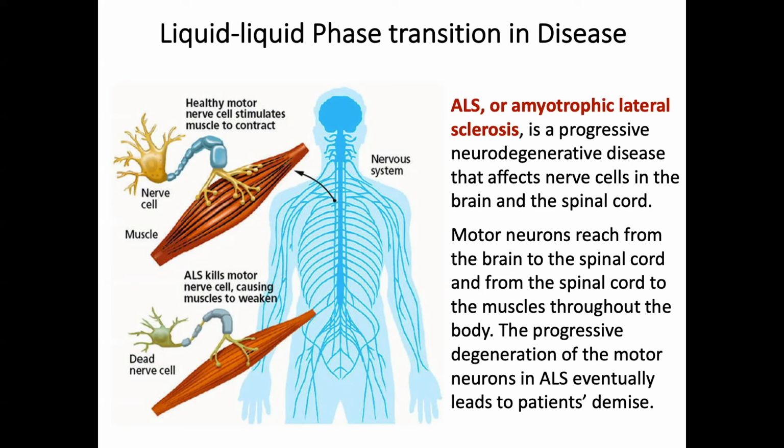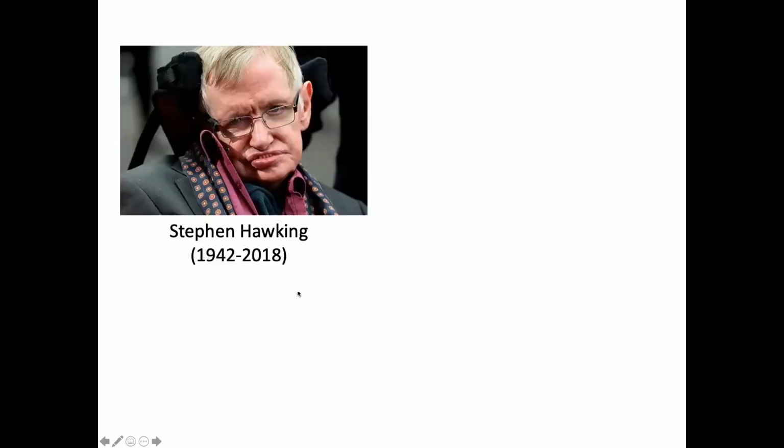I'll show you an example. You probably know this person, right? So Stephen Hawking, he was a miracle. He was diagnosed with an early onset but slow progressing form of ALS in 1963 and lived with ALS for 55 years. Hopefully my math is correct.